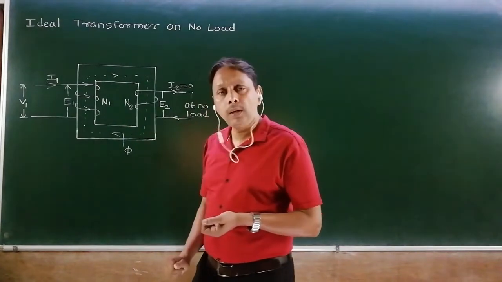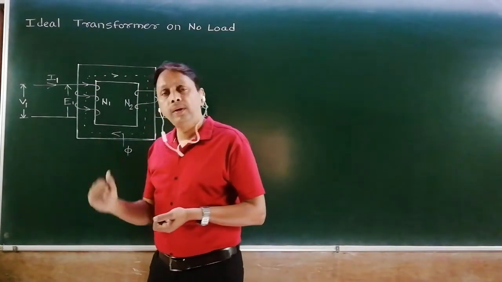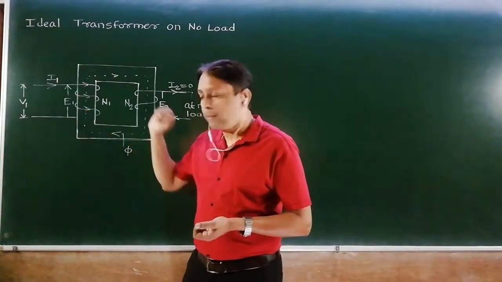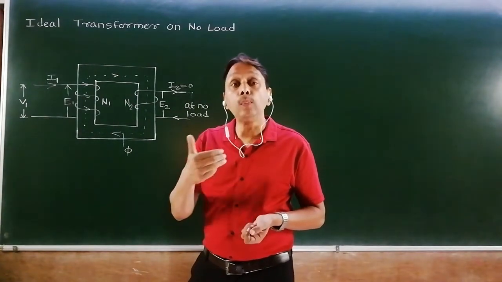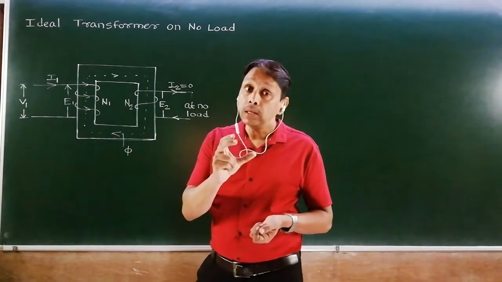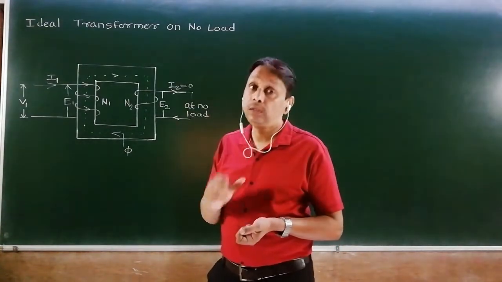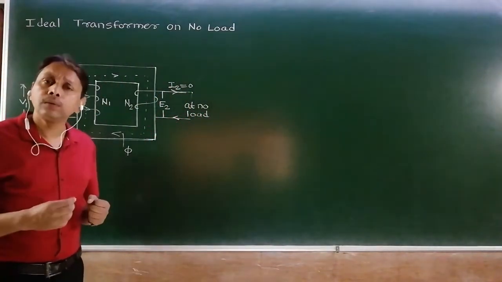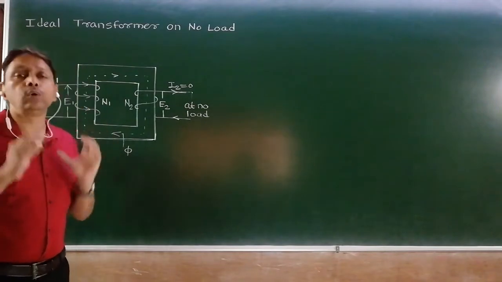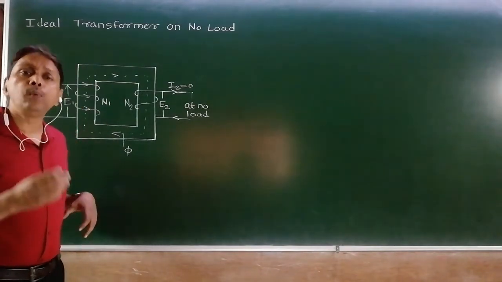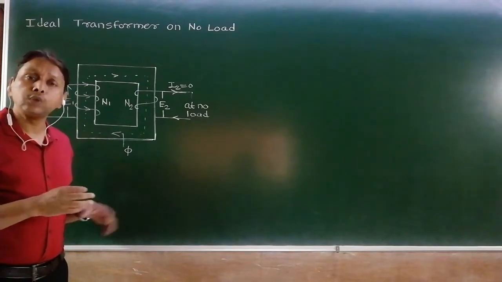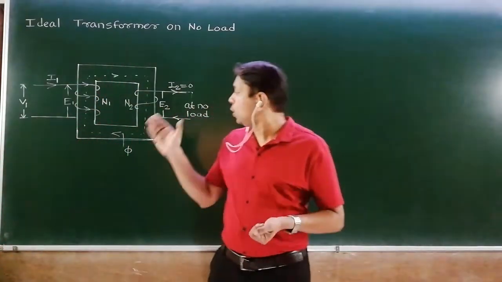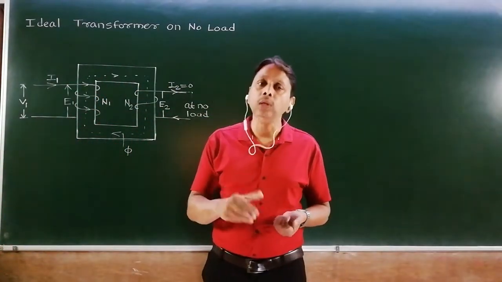When this ideal transformer is connected to AC supply voltage V1, obviously it draws current I1. When this current flows through the primary winding having N1 number of turns, it will produce flux. But this transformer is at no load, so the output is 0. As per the rule, no output means the input is also 0 for an ideal transformer.